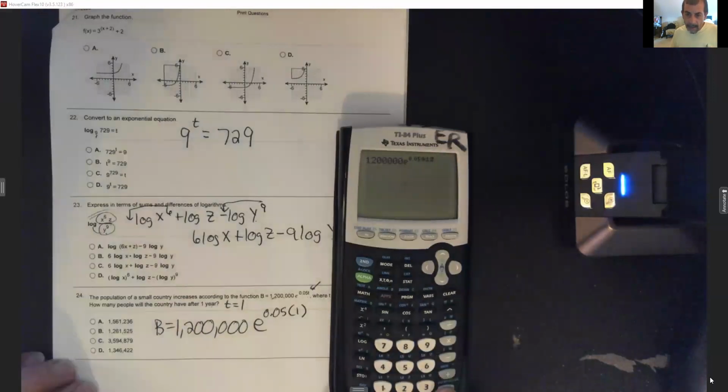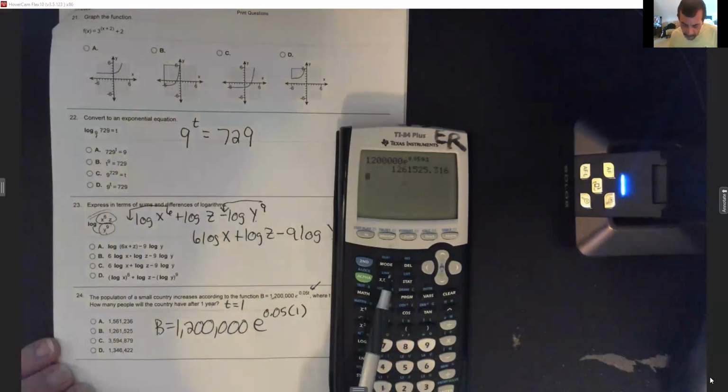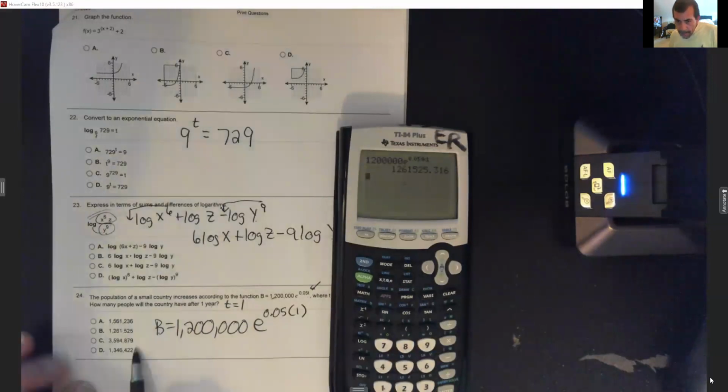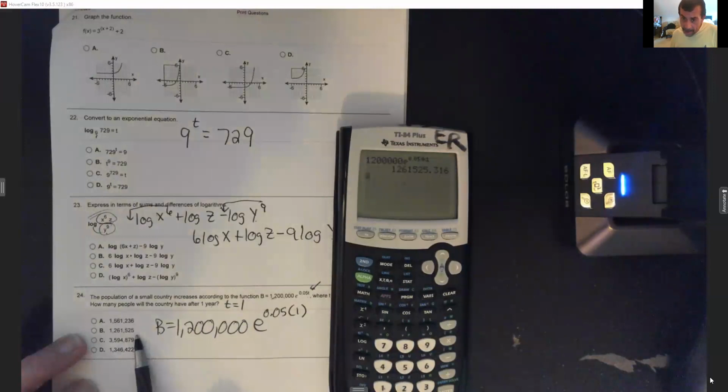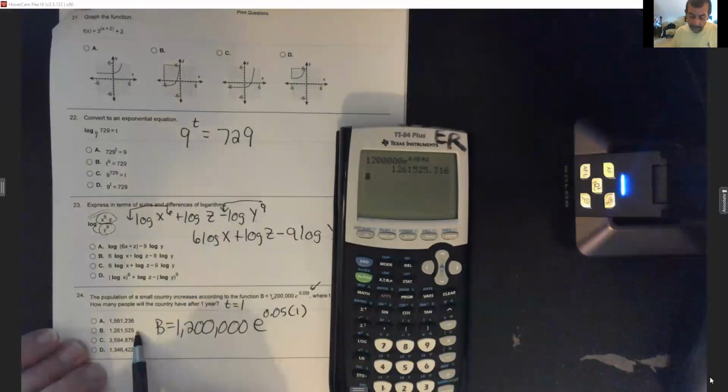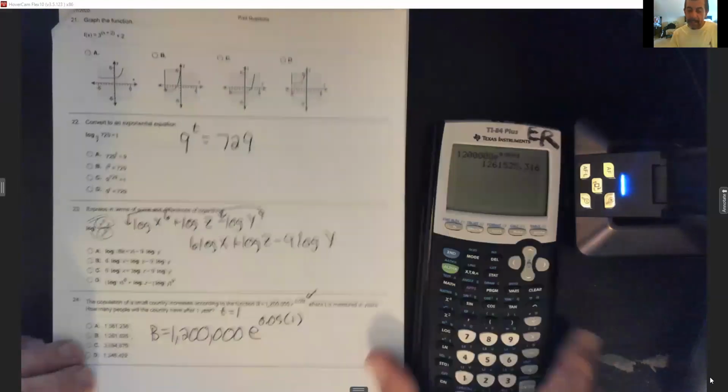All right, so we're going to round to the nearest year. So what am I getting? I mean, to the nearest person. So let's see. I got 1,261,525, because you don't round that up because that's a 3. So I would go with B as in boy on that one. So not bad. You can just punch those in and be done, okay?